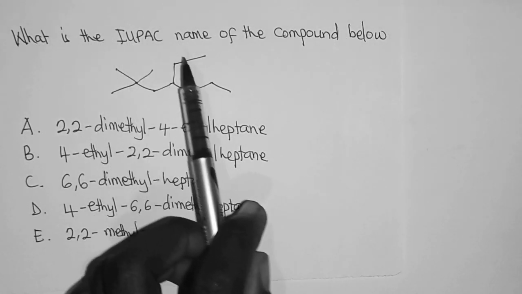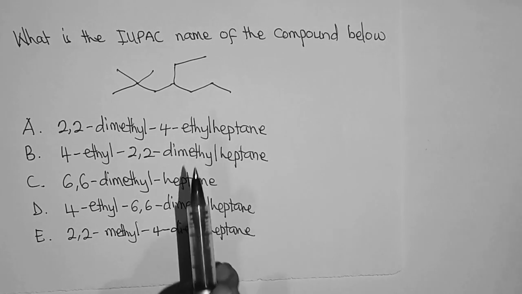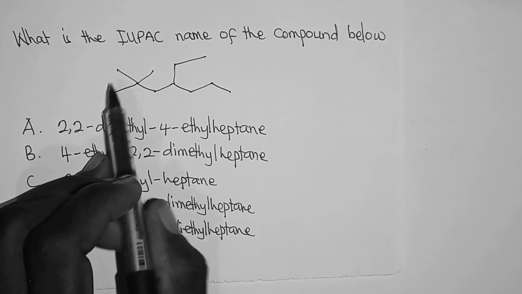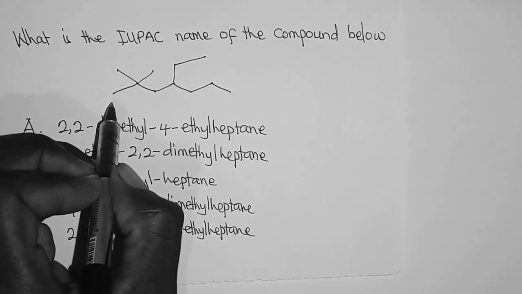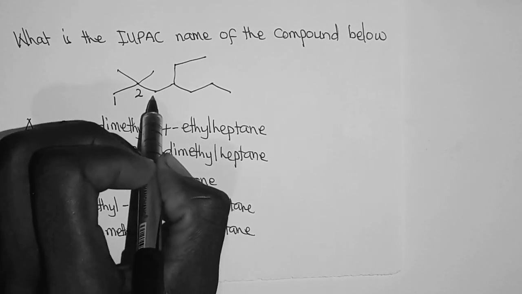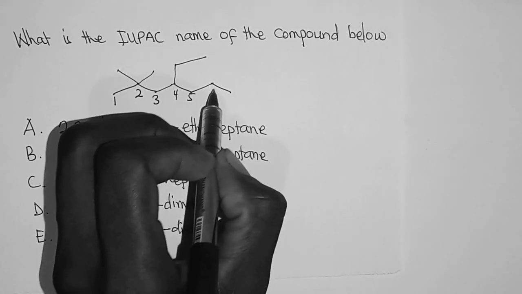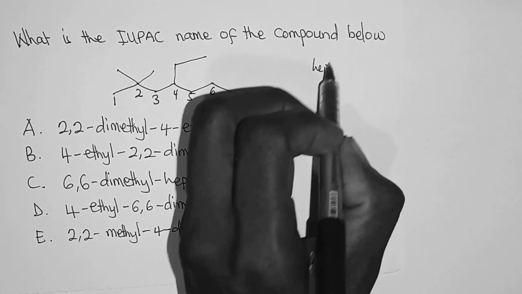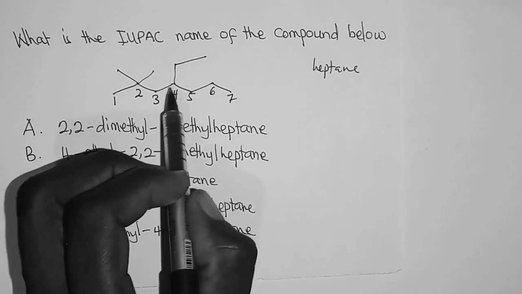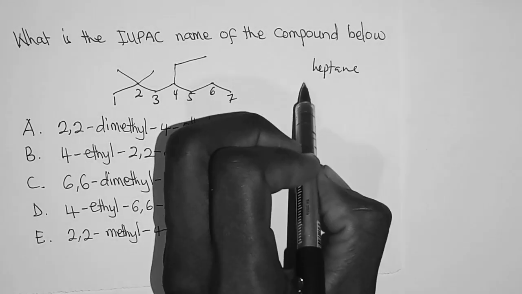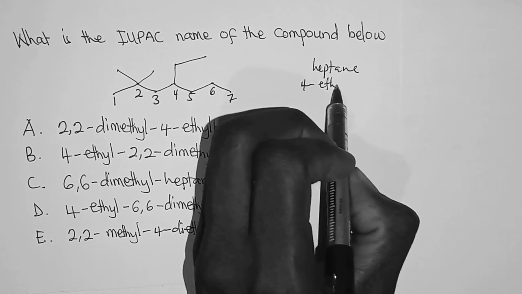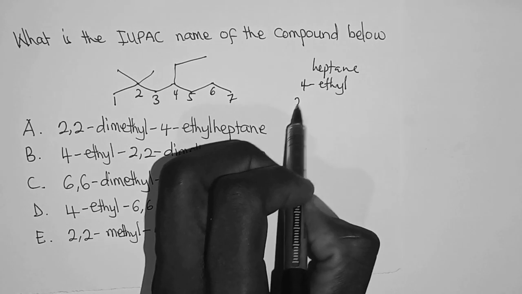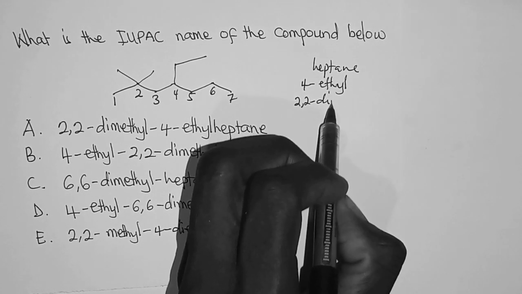What is the IUPAC name of the compound below? So let's try and name this compound. If we start here, we will get the numbers correctly: 1, 2, 3, 4, 5, 6, and then 7. So we are talking about heptane. Then you see that we have an ethyl on carbon number 4. So we have a 4-ethyl. And then apart from that, we have 2 methyl groups on carbon number 2. So we have 2,2-dimethyl.